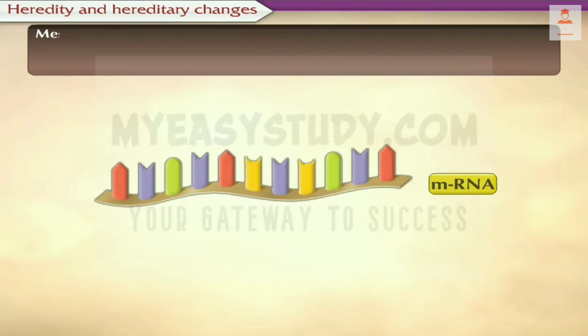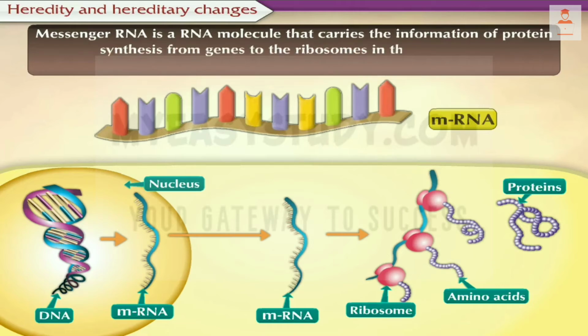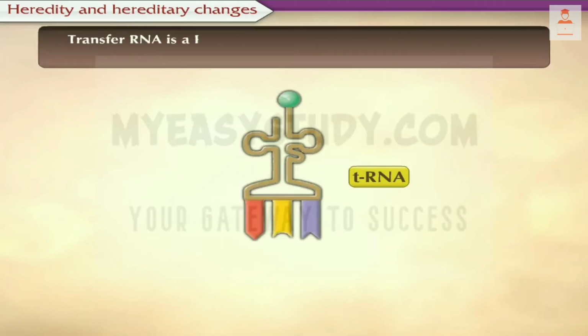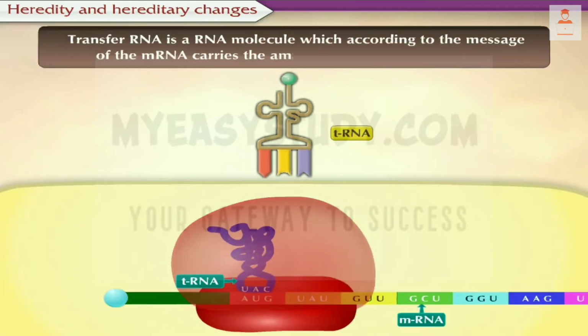mRNA, that is, messenger RNA, is an RNA molecule that carries the information of protein synthesis from genes to the ribosomes in the cytoplasm, which produce the proteins. tRNA, that is, transfer RNA, is an RNA molecule which, according to the message of the mRNA, carries the amino acid up to the ribosomes. After this quick revision about DNA and the types of RNA, we are now ready to study the next concept of this chapter. So come on, let's proceed to the next part of the chapter.